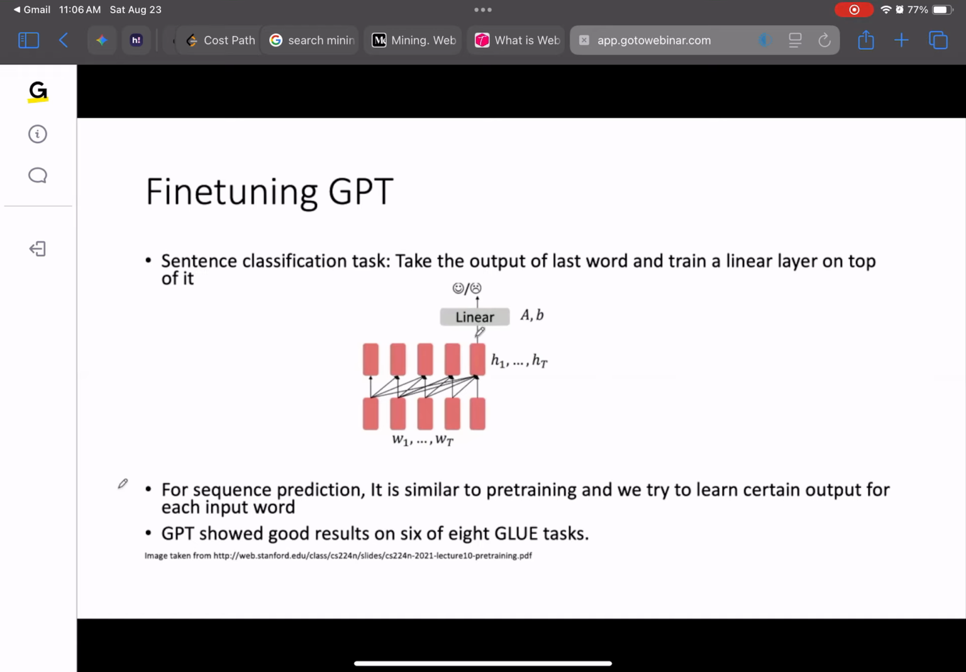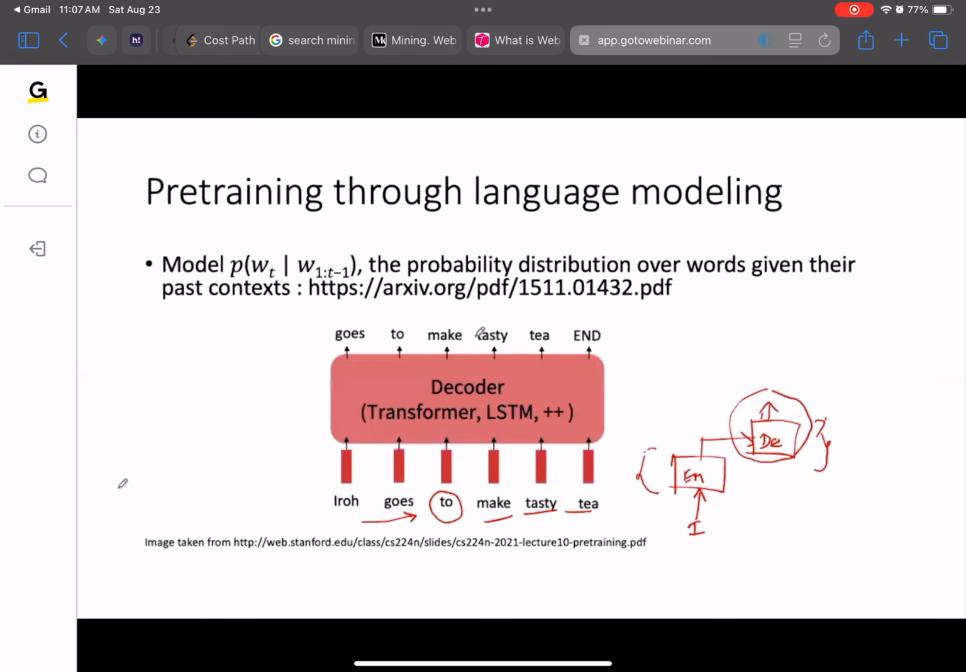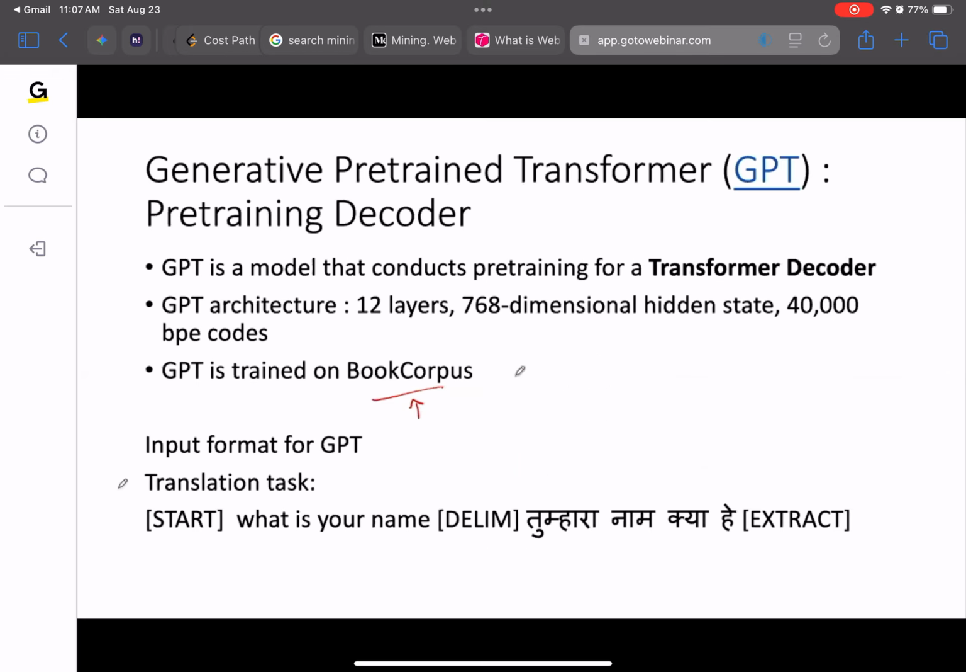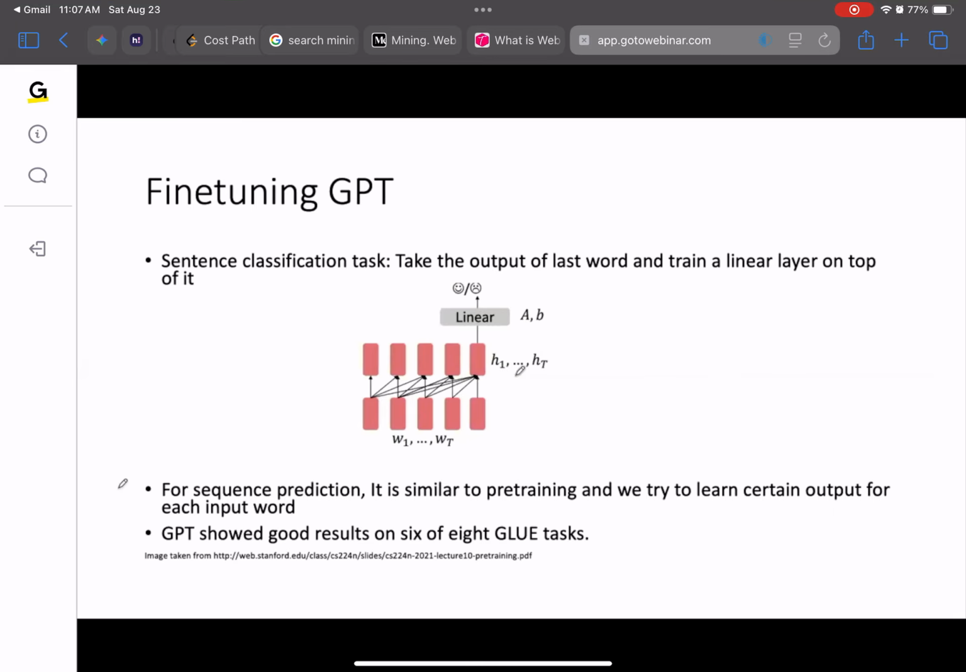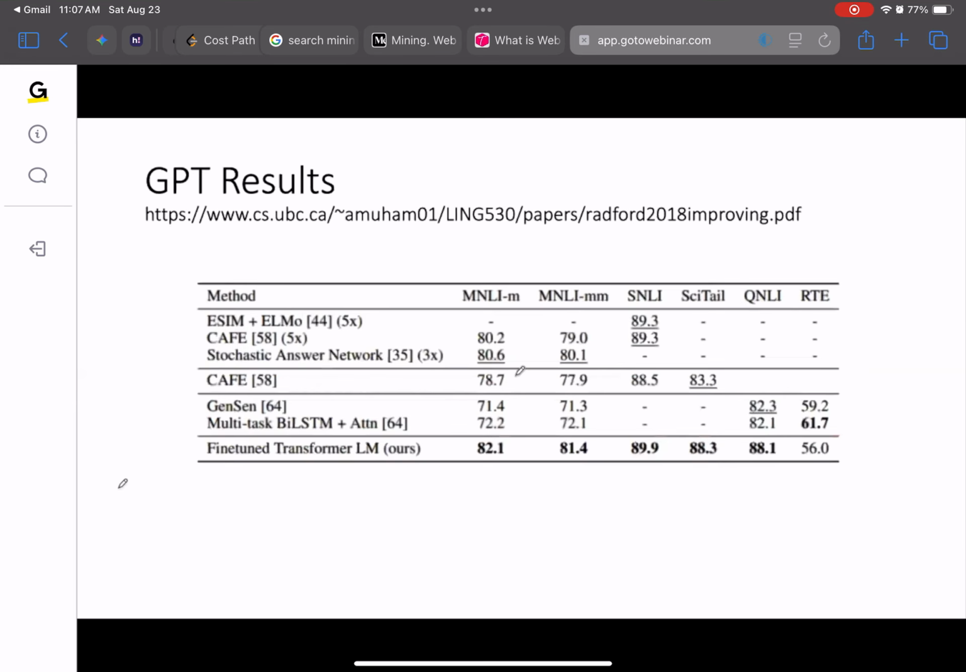If you want to use the pre-trained GPT for sequence prediction itself, it will be similar to what we did in pre-training. In pre-training also we have an input sentence and we try to predict an output sentence. Similarly, when you do fine-tuning on a sequence prediction task, it will be a similar procedure. With the help of fine-tuning on GPT models, good results were achieved on 6 out of 8 tasks. These are the results for the pre-trained GPT model.